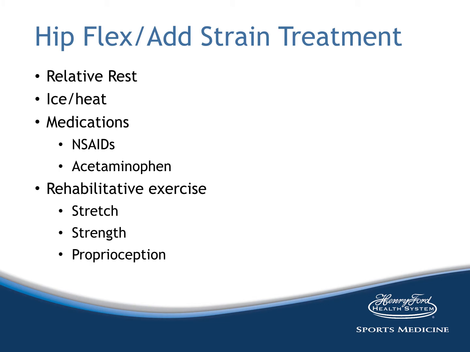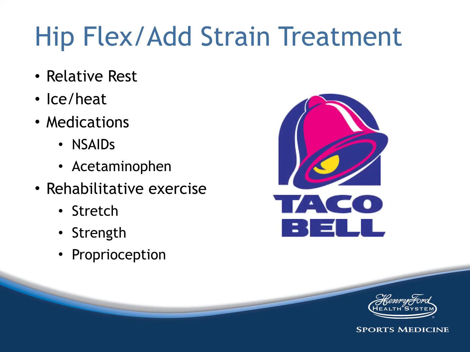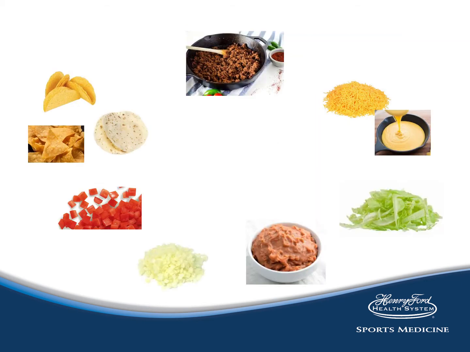The treatment involves relative rest, ice and/or heat depending on the timing to the injury, medications such as nonsteroidal anti-inflammatories, acetaminophen, rehabilitative exercises including stretching, strength, and proprioception activities. The treatment of muscle strain injuries and other injuries in sports medicine is often referred to as, you can put in your favorite Mexican restaurant medicine, where you take a similar set of ingredients and put them together in different packages to come up with a treatment plan.